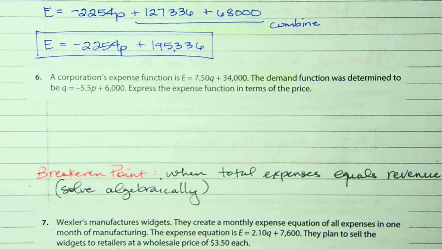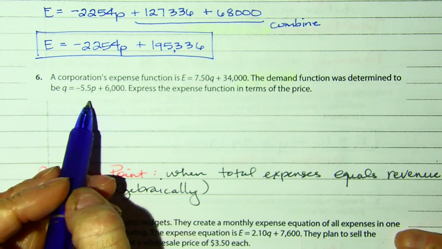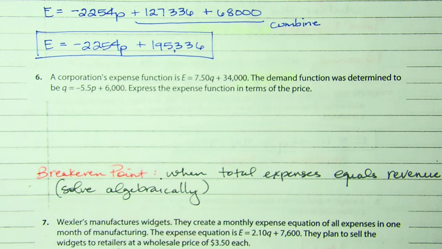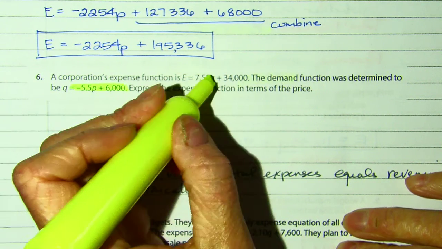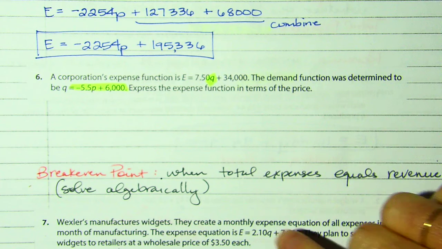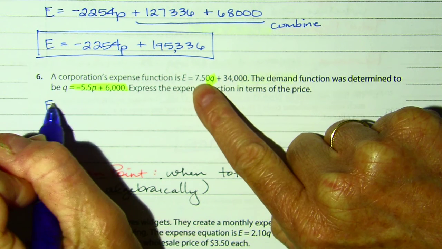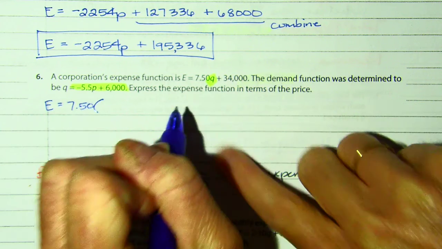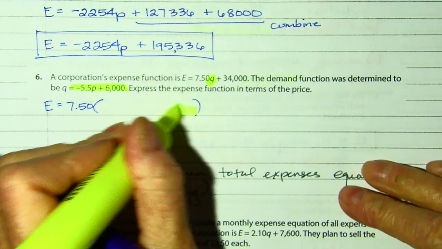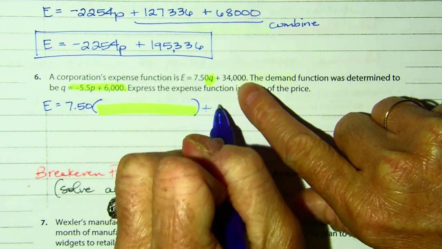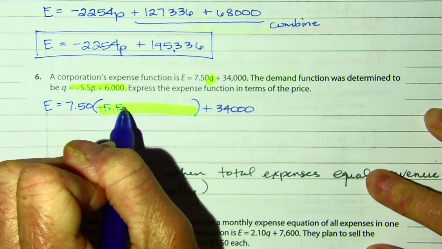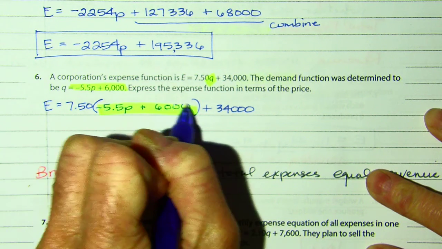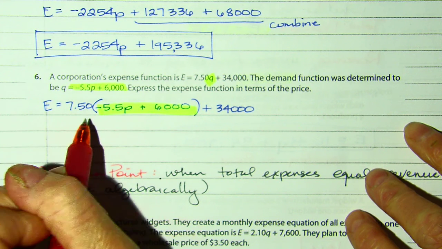Next one, a corporation's expense function is the following. The demand function, so this is how much is in demand. Express the expense function in terms of price. So again, I don't know what E is, but they're telling me that this represents Q, so I get to substitute it into here. So we're going to do the same process. E equals 7.50, but in parentheses, I'm going to write what we highlighted in yellow, and then plus 34,000. So I'm substituting it in here.